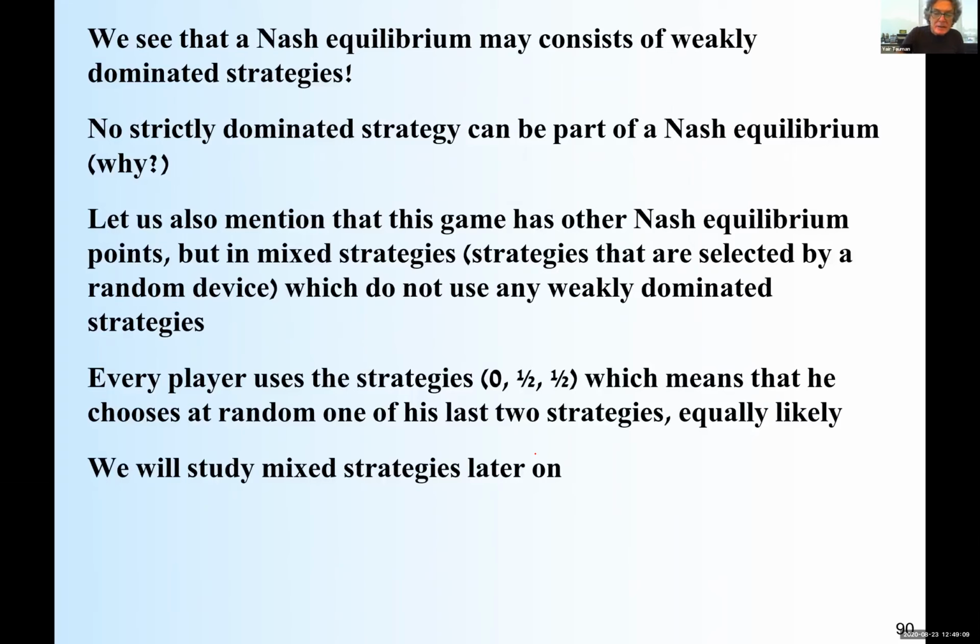We see that a Nash equilibrium may consist of weakly dominated strategies. No strictly dominated strategy can be part of a Nash equilibrium. I said why, but we answered on the slide before. Let us also mention that this game has other Nash equilibrium points, but in mixed strategies that are selected by a random device, which do not use any weakly dominated strategies. I think that this remark is really in parentheses.